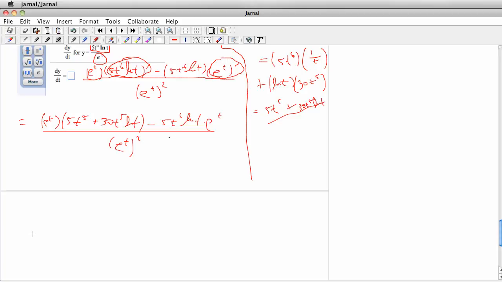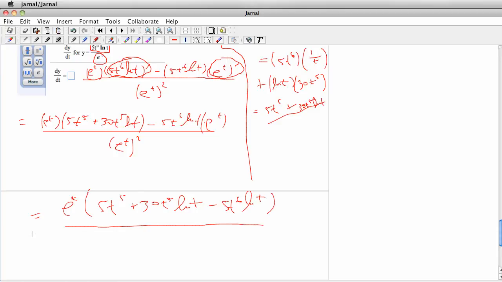So just about the only simplification you can do here is similar to the problem we did earlier, where the e to the t that's here and this e to the t could be factored out and canceled with one of these e to the t's. So if I factor out an e to the t from the whole numerator, I'll have 5t to the 5th plus 30t to the 5th log t minus 5t to the 6th log t. So that's what my numerator looks like.